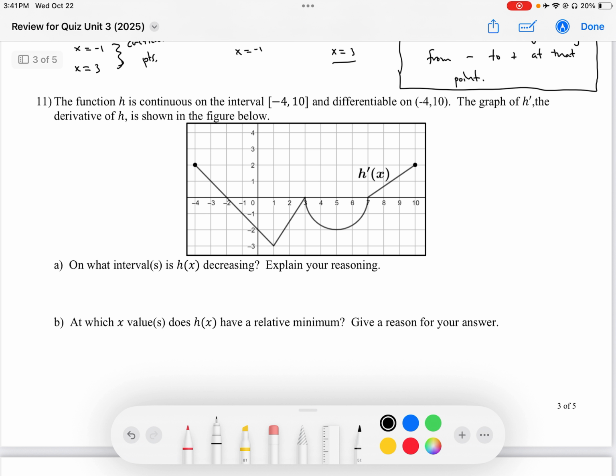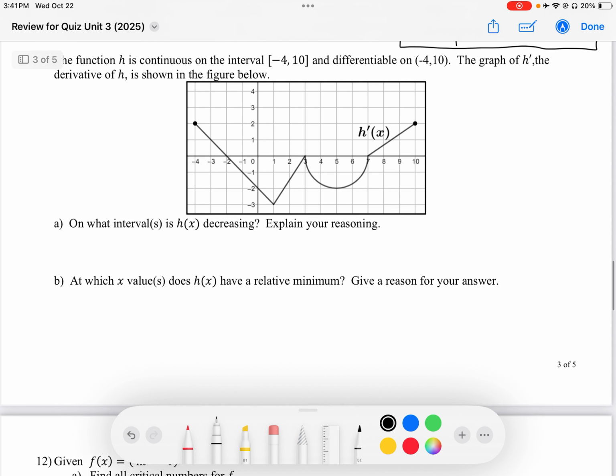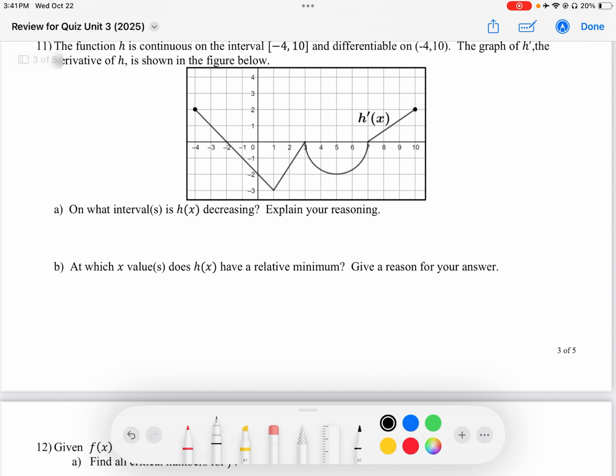Function h is continuous and differentiable. The graph of h prime is shown. Okay, good. Make sure I know what I'm looking at. I'm looking at h prime, not h. So on what intervals is h decreasing? Well, h would be decreasing if h prime is negative.